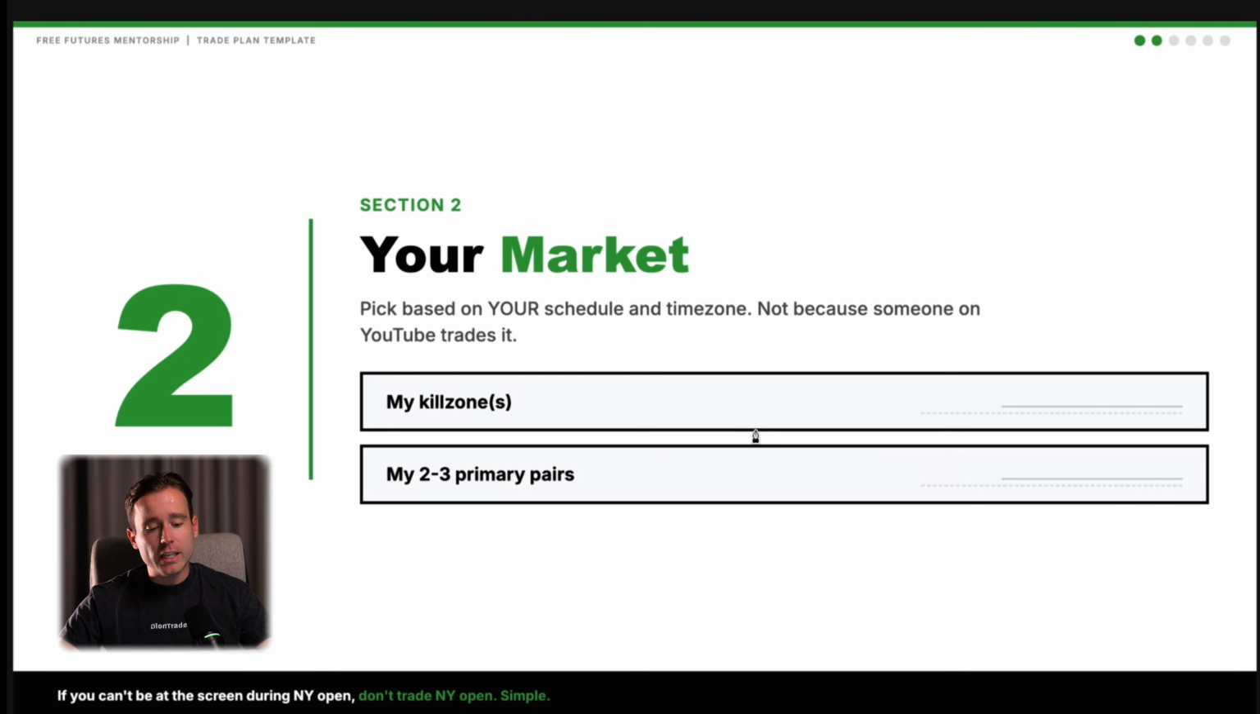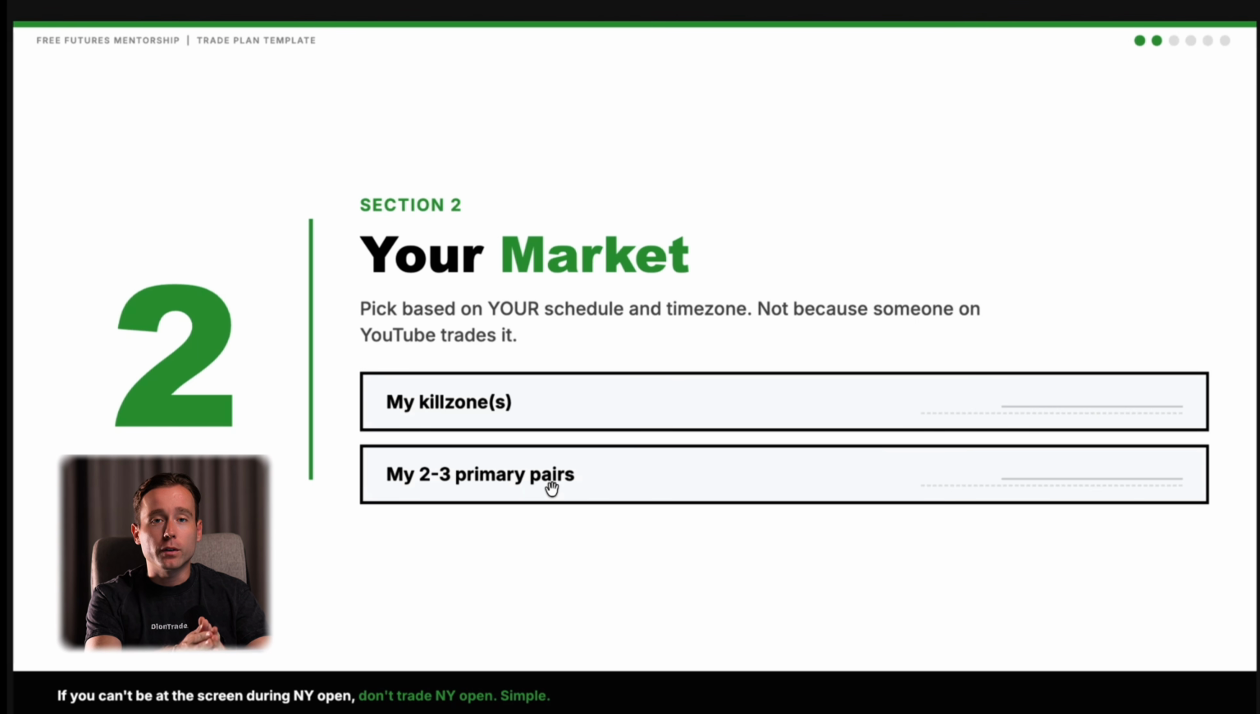The second section is the market you are trading. Pick your market, your assets, based on your schedule and your time zone. Not because I tell you that, but because it needs to work for you. If you can trade the New York session, or the London session or the PM session, figure out what works best with your trading schedule and pick the 2 primary pairs that fit that kill zone.